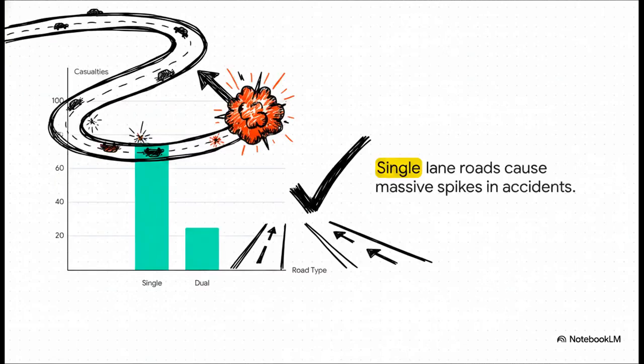Most critically, we found that single carriageway roads are responsible for massive spikes in accidents, sometimes representing over 70% of the total. When users see this laid out mathematically, it provides undeniable evidence to local governments that single-lane roads are a severe safety hazard, requiring immediate, urgent multi-lane conversions.